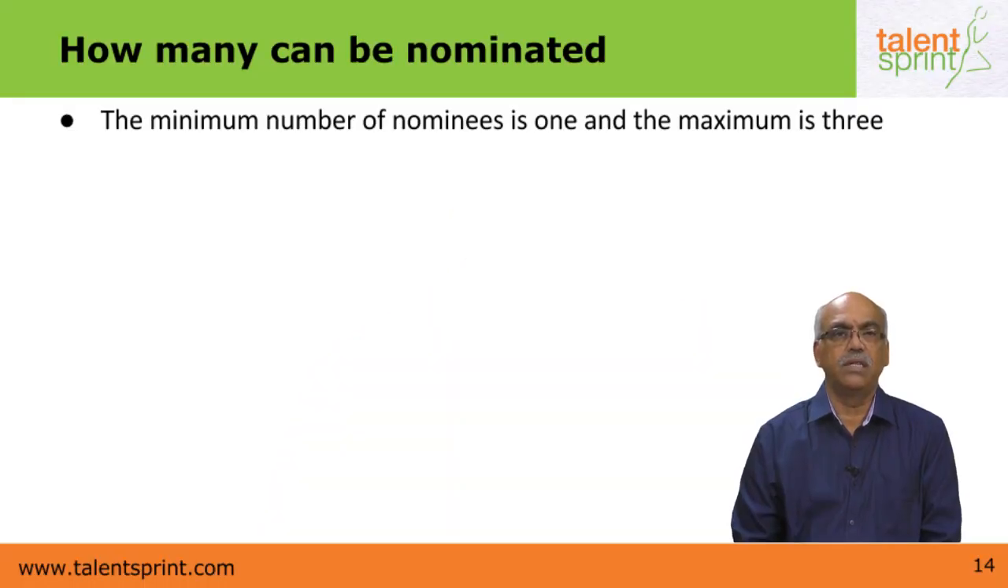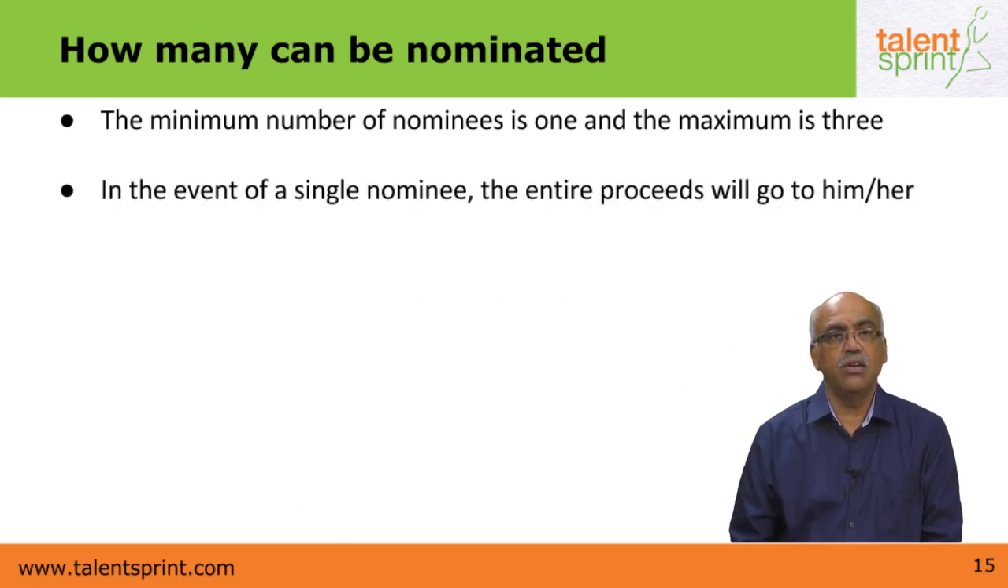How many persons can be nominated? This is another question often asked in the bank exams. How many persons can be nominated? The minimum number of nominations can be in favor of one person, and the maximum number of nominees is 3. The nominations cannot be done in favor of more than 3 persons or entities, as the case may be. The minimum number is of course 1.